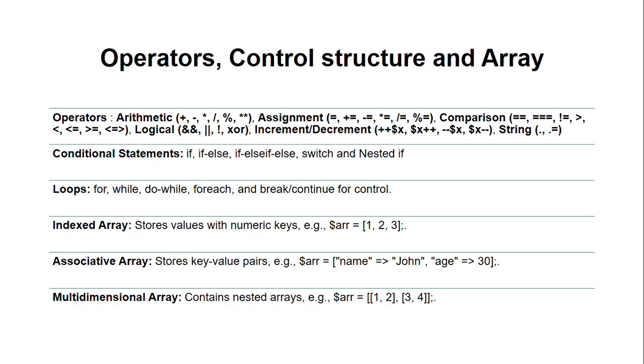Comparison operator, that is to compare two variable values. Then we have logical operator. So if I want to check multiple conditions, I will be using a logical operator. Then we have increment decrement operator like pre-increment or post-increment. So either the plus plus sign you can see before the variable or after the variable.